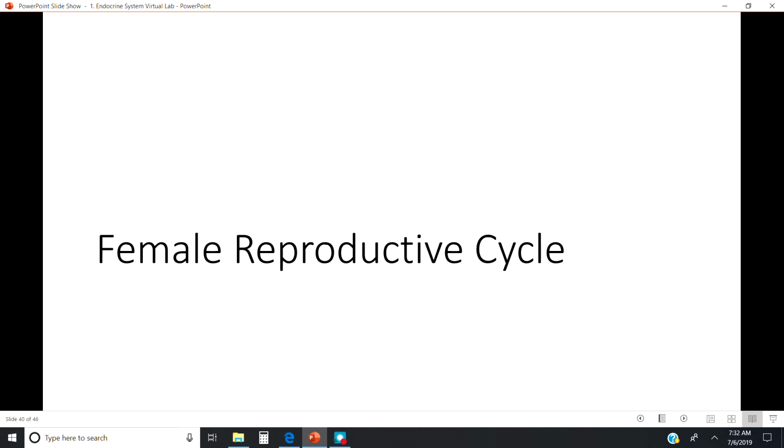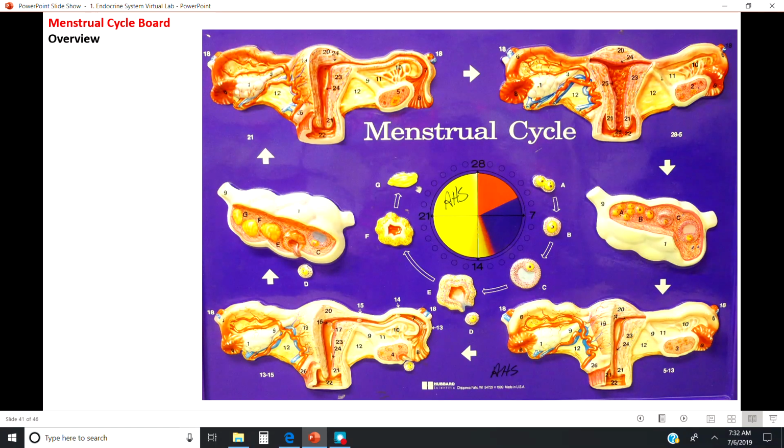In this lesson, we'll take a look at the female reproductive cycle. The main model that we're going to use to describe these changes is known as the menstrual cycle board. We're going to go back to this when we do the female reproductive system and look at the actual structures. Today we want to just take a look at some of the hormones that run the female reproductive cycle.